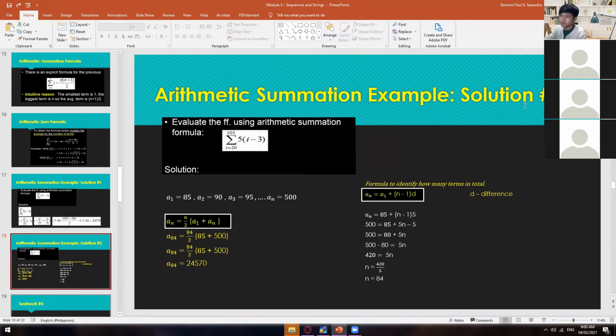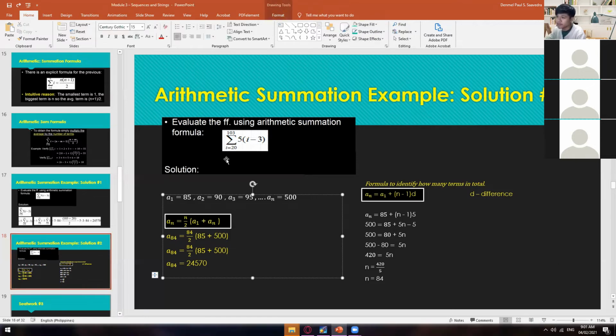So again, same question, of course. Evaluate the following using the arithmetic summation formula. So we have this 20 to 103 and so on. If you substitute 20, which is your first term, a sub 1, you will get 85. So 20 minus 3 is 17, 17 times 5 is 85.